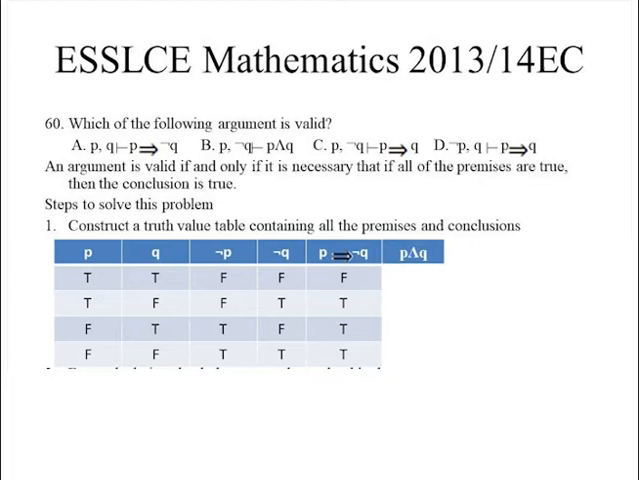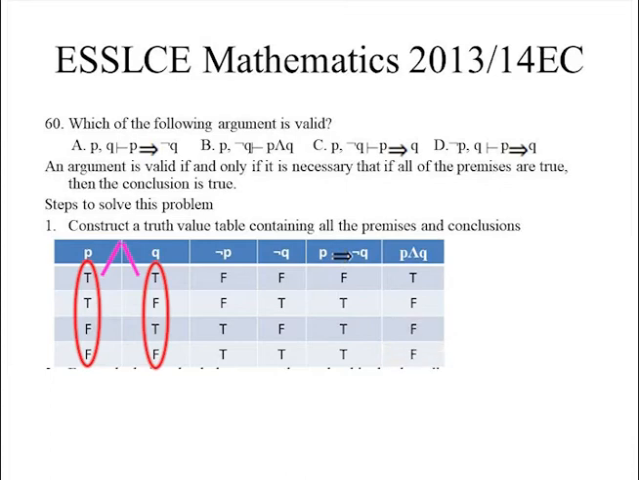The next conclusion, P and Q. Conjunction is true only when both values are true. So P and Q means first column and the second column. True and true is true. True and false is false. False and true is false. False and false is false.